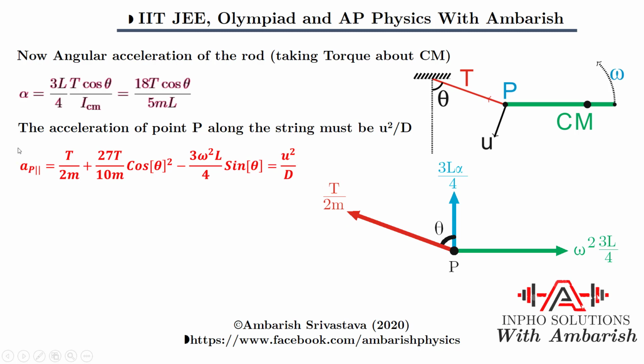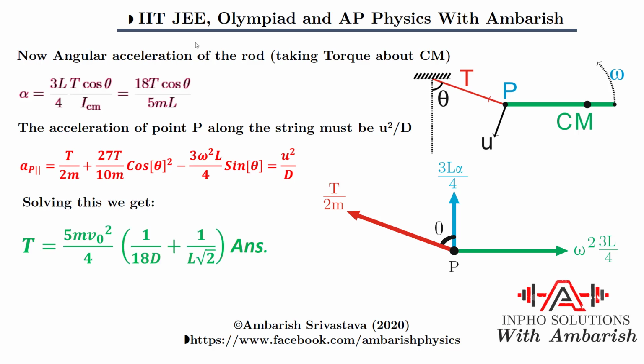And now you can just solve. You have already found u on the previous slide, so we can just put in the value of u and then solve this equation for T. If you solve the equation for T, then this is what you get. T comes out to be 5mv0 square by 4 into (1/18d plus 1/(L√2)). So that's our final answer.